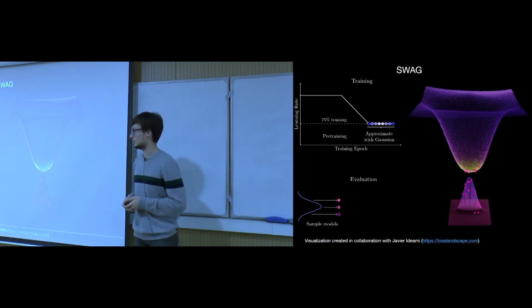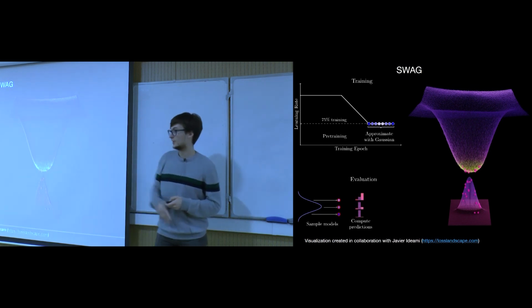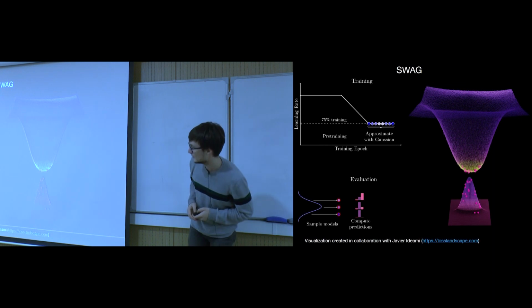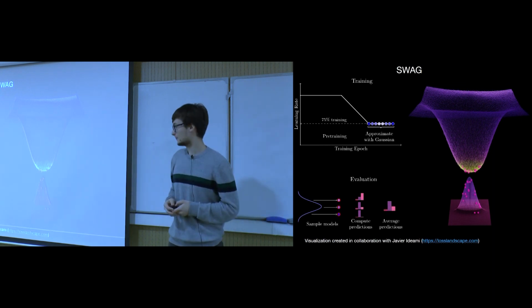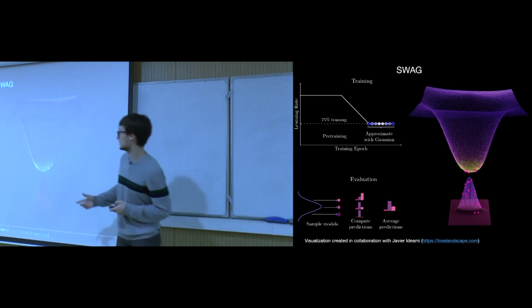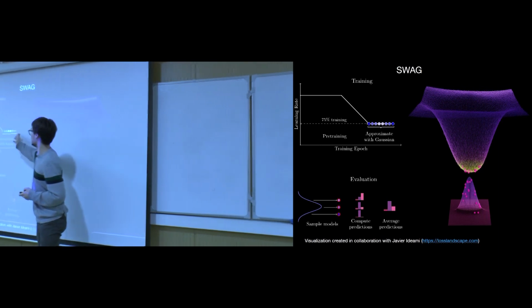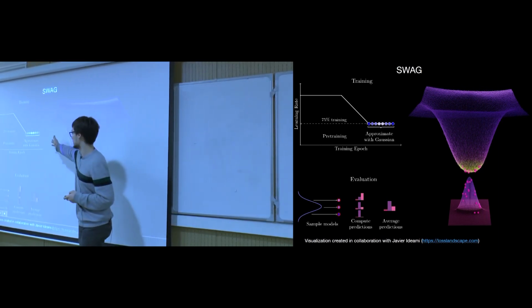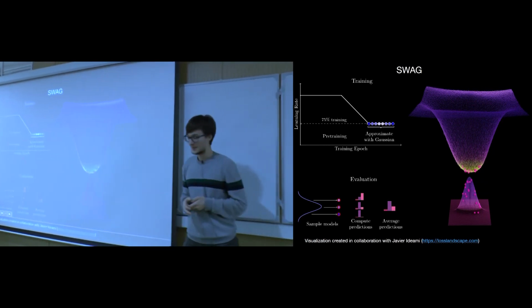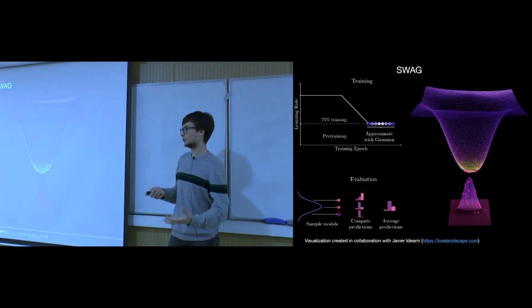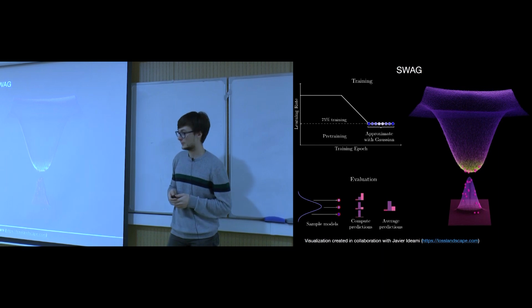And then at test time, we can sample from this Gaussian, compute predictions for each sample, and ensemble the predictions. So this is the whole procedure, and the idea is that this part of the trajectory will explore the region of good solutions, and then this approximation would provide a good local approximation to the posterior.